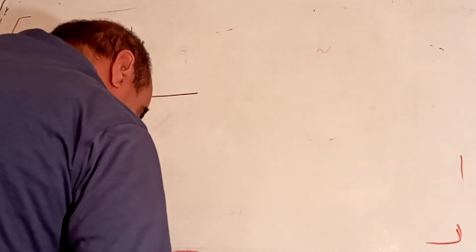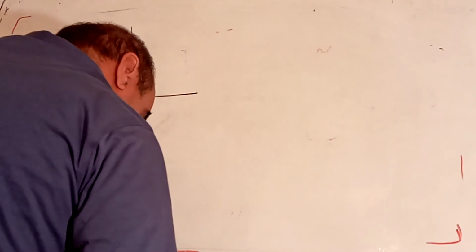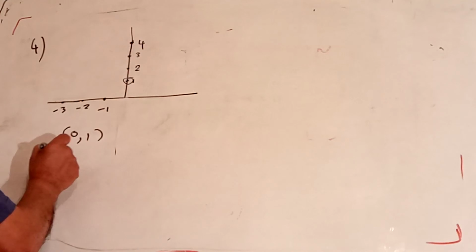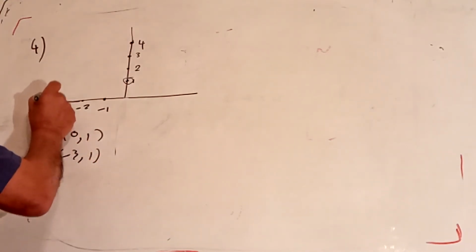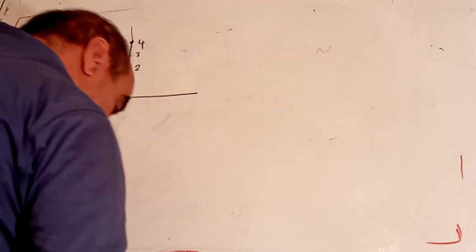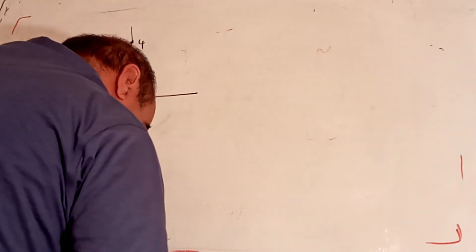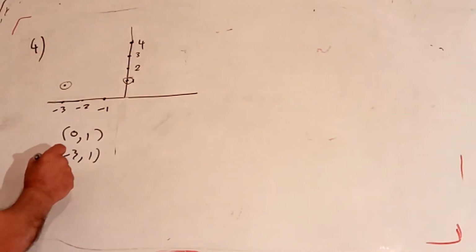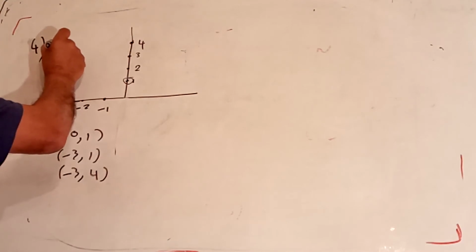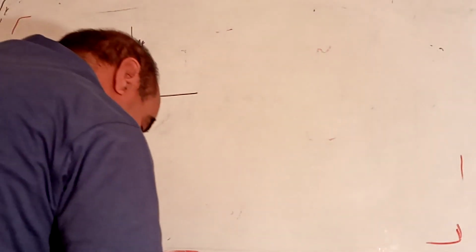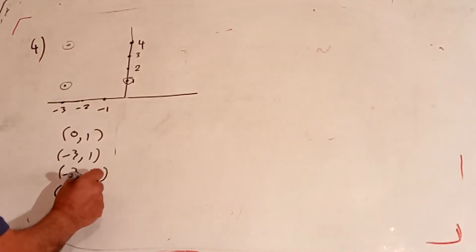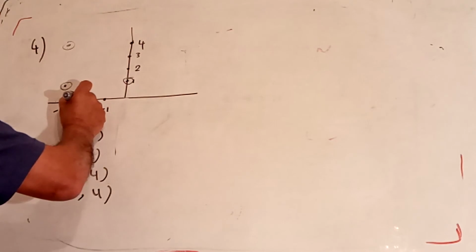Okay. The second point will be minus 3 and 1. So this is minus 3 and 1. This is the point. The next point will be minus 3 and 4. This is the point. The next point will be minus 2 and 4. This is minus 2 and this is 4.